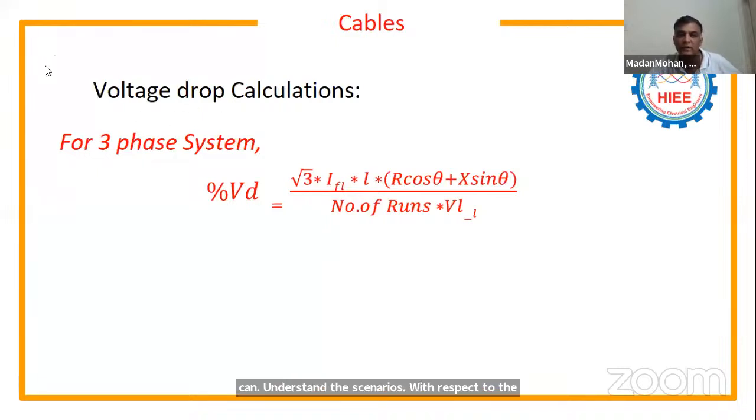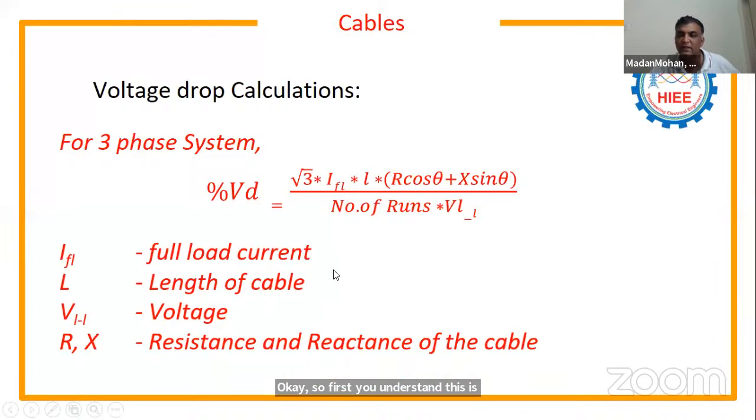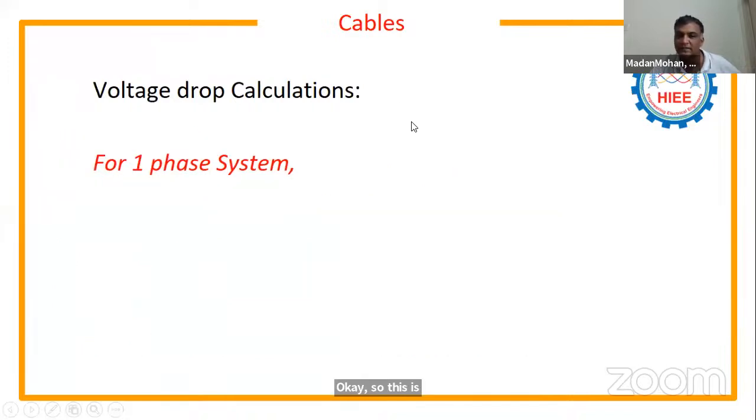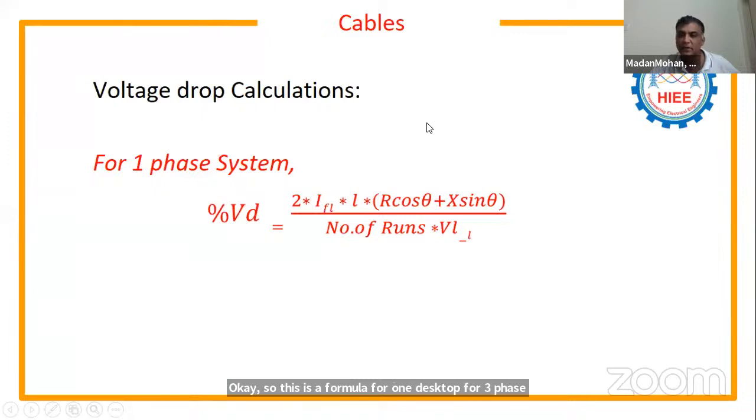First, this is the formula we use for percentage voltage drop for three-phase application: root 3 IL (R cos phi plus X sin phi). Here R is the resistance and X is the reactance, L is the length of the conductor, VLL is the voltage and IFL is the full load current. So this is the formula for voltage drop for three phase and this is for single phase. Please note down these formulas. This will be very important for upcoming calculations.